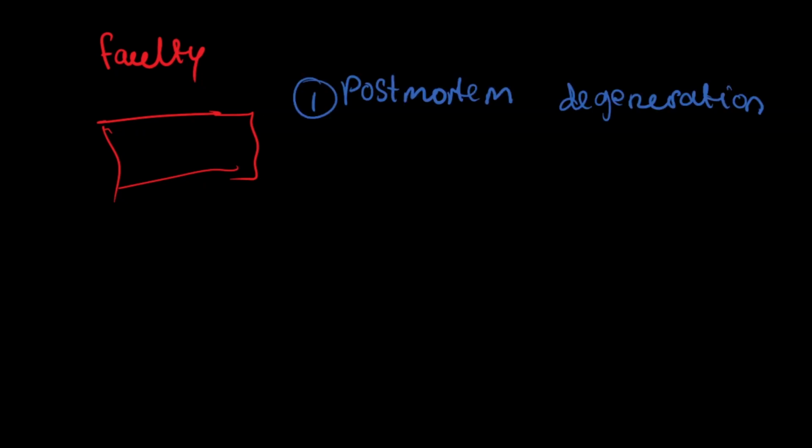Now, these artifacts are not part of the tissue, so to say, simply artificial structures that form as a result of faulty techniques of tissue preparation. On our list is postmortem degeneration. Now, postmortem degeneration results from unavoidable delay in tissue preparation.